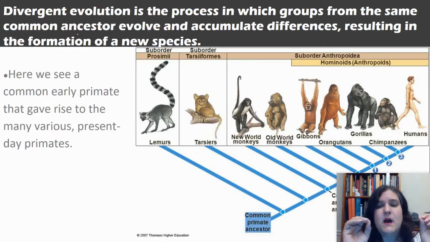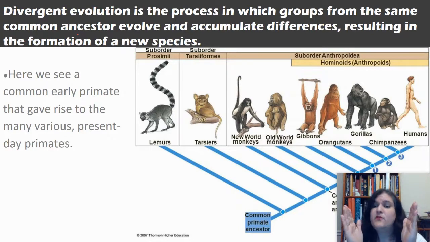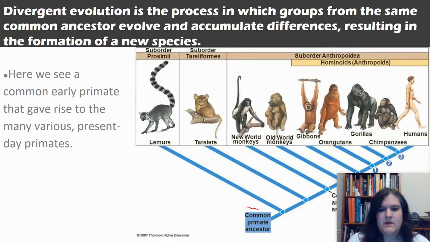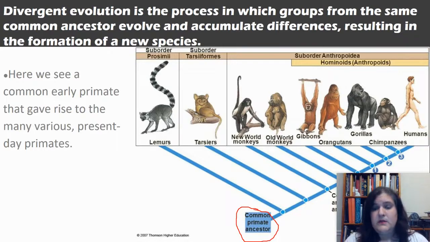Divergent evolution is the process in which groups from the same common ancestor evolve and accumulate differences, resulting in the formation of a new species. So here we see a common early primate. And it gave rise to the many various present-day primates, including humans. So notice, this is not saying that humans came from apes. This is saying that we had a common ancestor with apes.